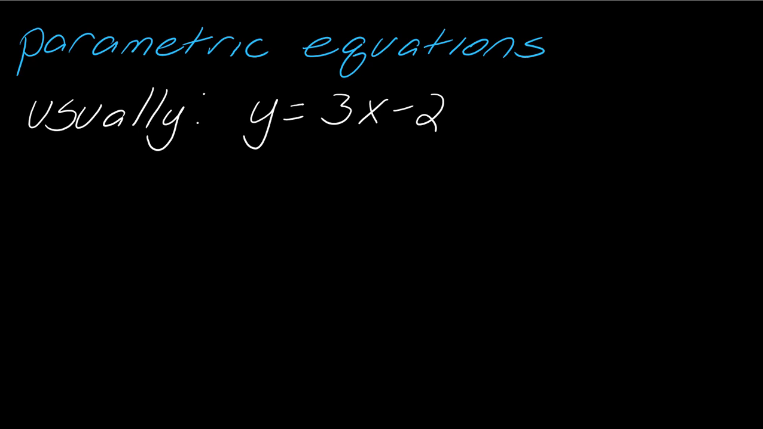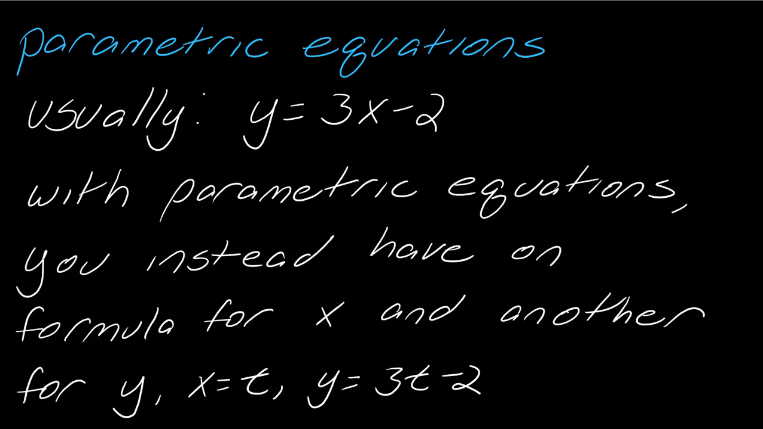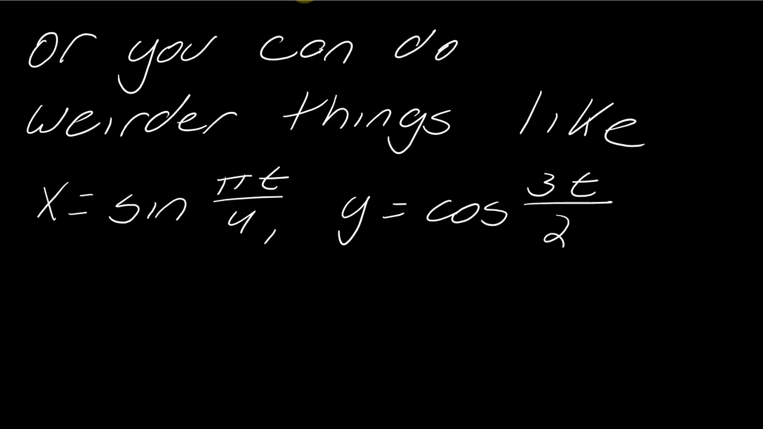But with parametric equations, you instead are going to have a formula for your x and then another formula for your y. So in the simplest form, I could say that x equals t and y equals 3t minus 2. But honestly, you can do whatever you want. You could do weirder things like x equals sine of pi t over 4 and y equals cosine of 3t over 2. You can make whatever formula you want for your x and y.